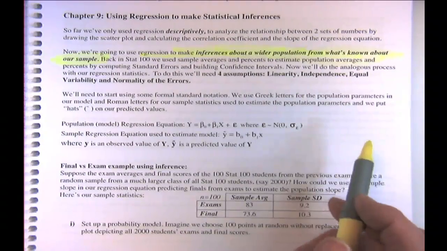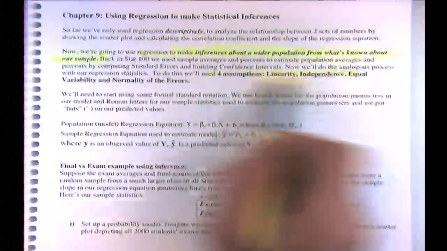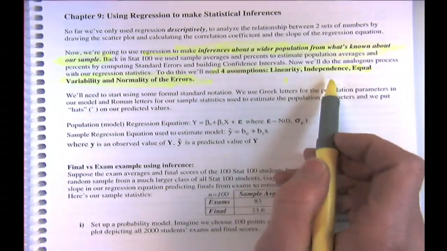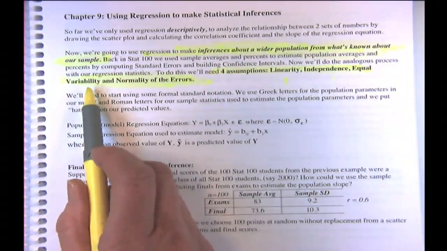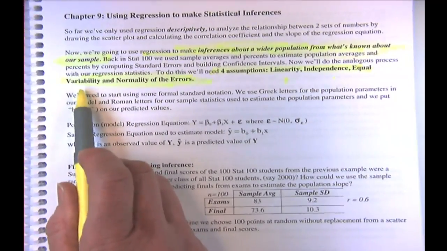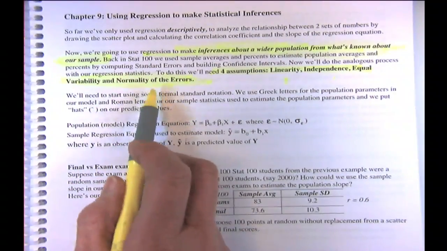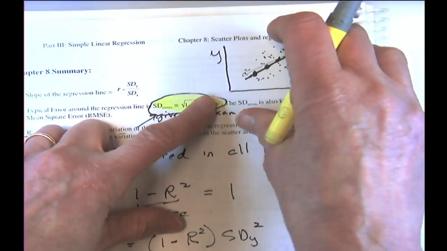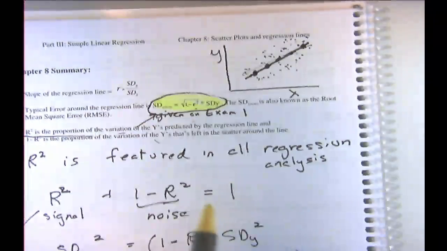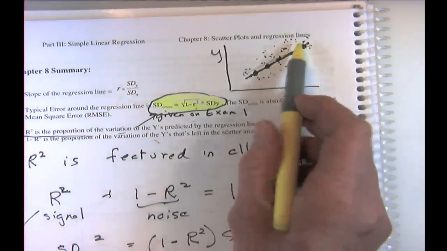But before we do this, we have four crucial assumptions that we have to talk about: linearity, independence, equal variability, sometimes called homoscedasticity, homo meaning same and scedasticity meaning spread, and normality of those errors. These errors are not in our sample, but in our entire population. We don't see that population, we just see our sample. But in order to do the methods that we're going to look at today, we have to make those assumptions.